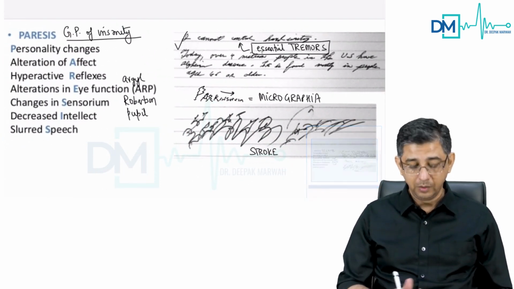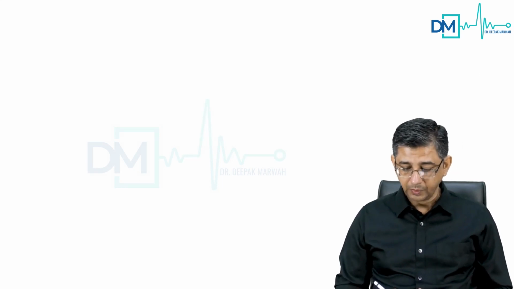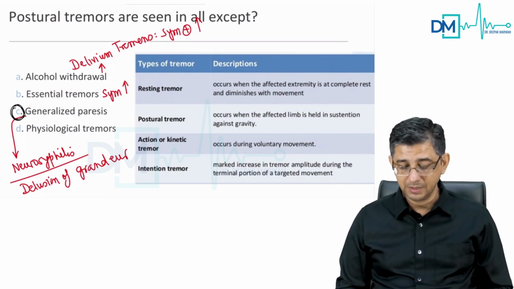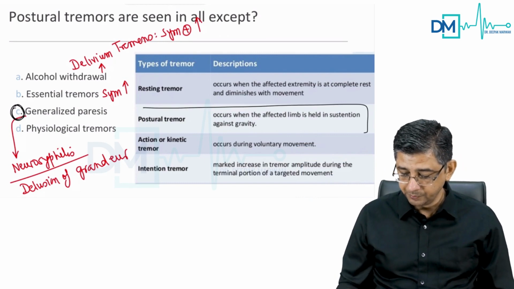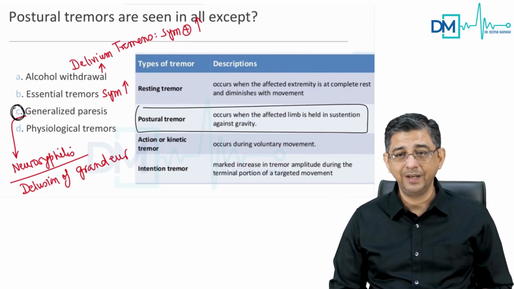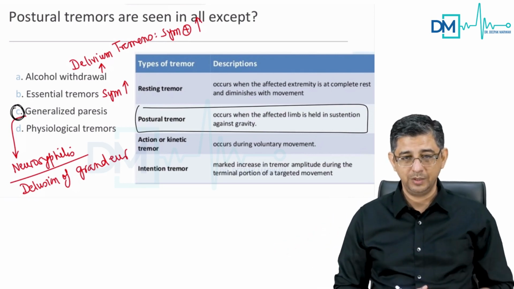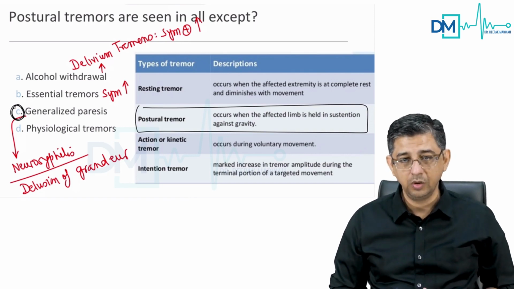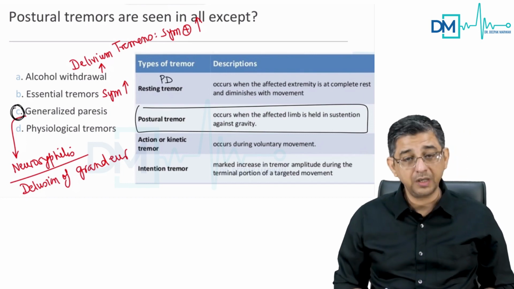And coming back to the question, it was simply the fact that postural tremors are found in all the following except generalized paresis of the insane. You can once again revise the definition of postural tremor. It is a tremor that occurs when the limb is held in a sustained position against gravity, like outstretched arms in the patient, and the tremor would normally be seen in patients who are having alcohol withdrawal. Resting tremor is PD, Parkinson disease.